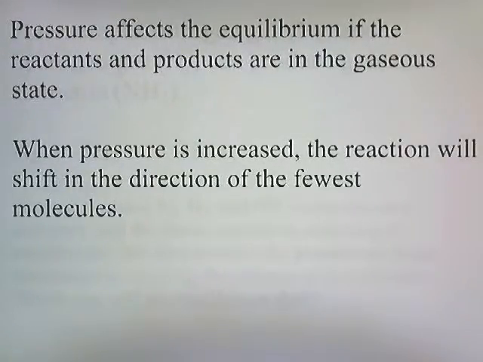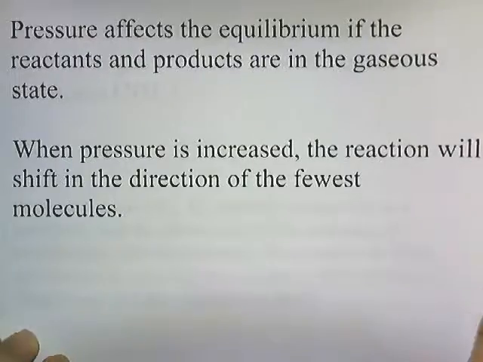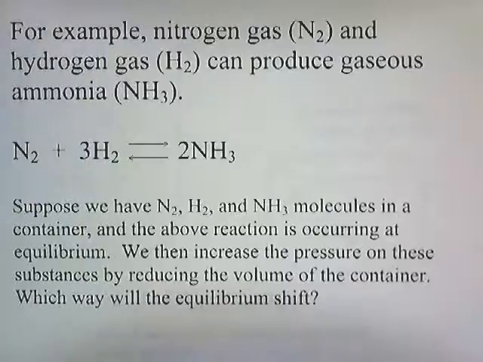Pressure affects the equilibrium if the reactants and products are in the gaseous state. When the pressure is increased, the reaction will shift in the direction of the fewest molecules. For example, nitrogen gas, N2, and hydrogen gas, H2, can produce gaseous ammonia. Now suppose we have N2, H2, and NH3 molecules in a container, and the above reaction is occurring at equilibrium. We then increase the pressure on these substances by reducing the volume of the container. Which way will the equilibrium shift?